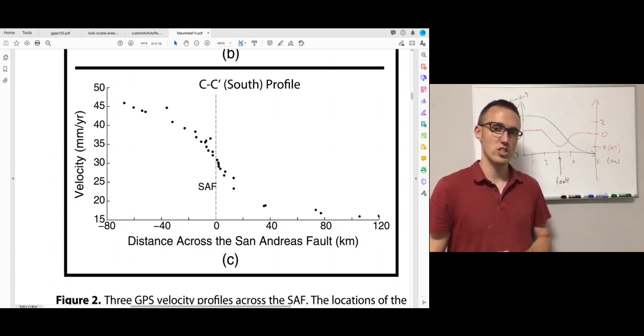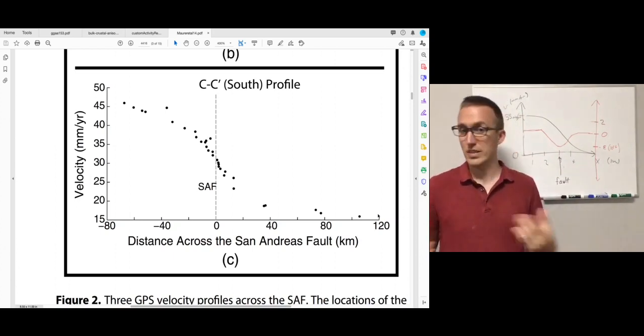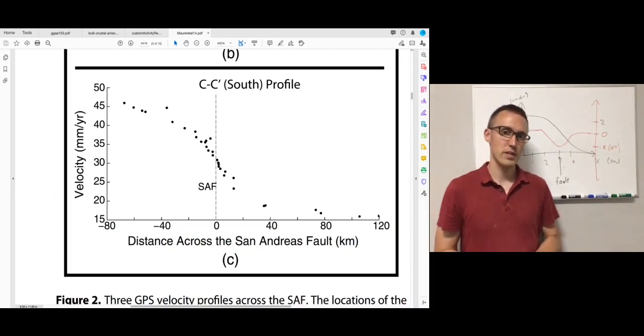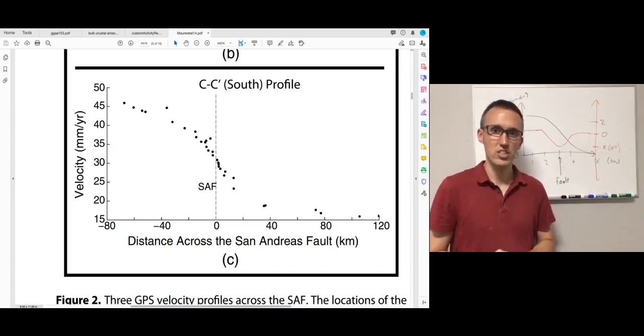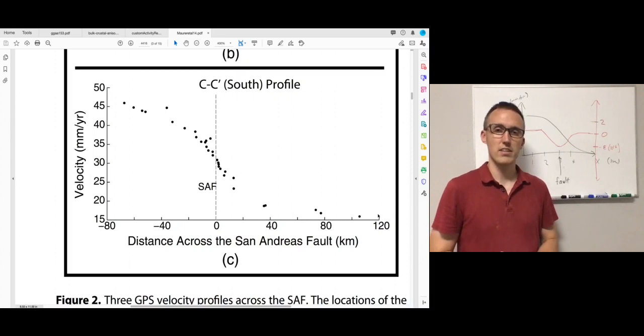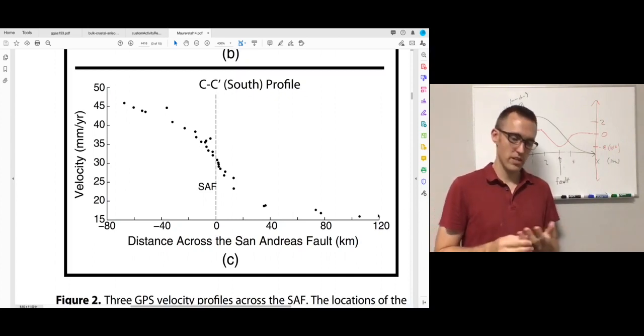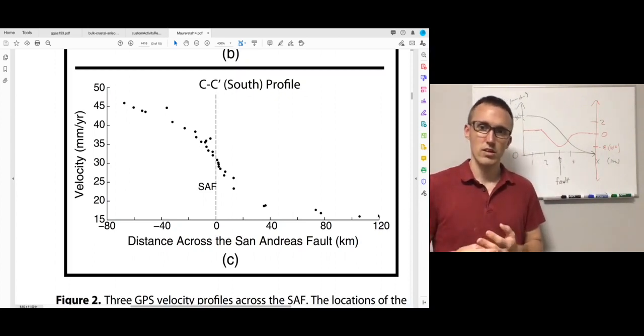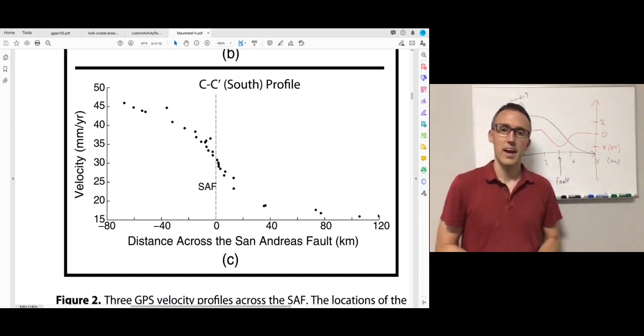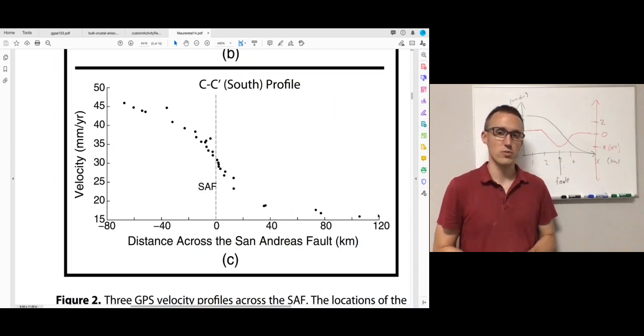All of that information is encoded or encapsulated in the GPS data. And the same holds true actually for InSAR. We'll talk about that in another video. So using this geodetic data, information on surface velocities tells us about the size and amount of the fault that's locked and is accumulating strain and is going to rupture in a future earthquake. So this is the importance and value of geodetic data for earthquake hazard.